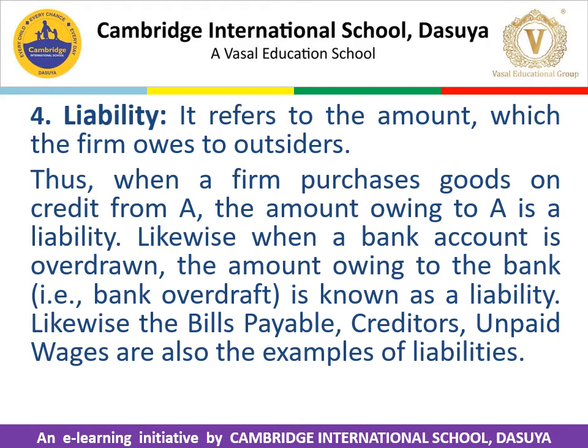We'll talk about liability. Liability refers to that amount which the business or the firm owes to outsiders. Thus, when a firm purchases goods on credit from A, the amount owing to A is a liability. Likewise, when a bank account is overdrawn, that is bank overdraft, the amount owing to the bank is also known as a liability. There are some other liabilities too, that is bills payable, meaning bills due but not paid, creditors, and unpaid wages are also examples of liabilities.